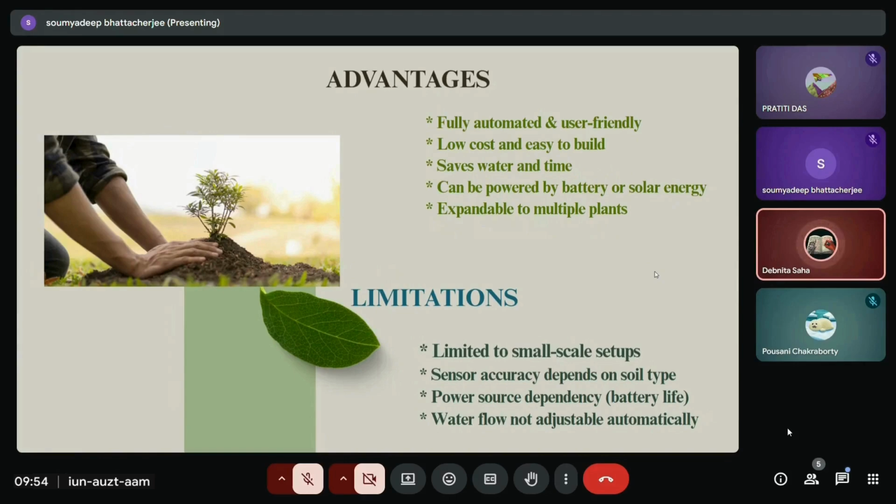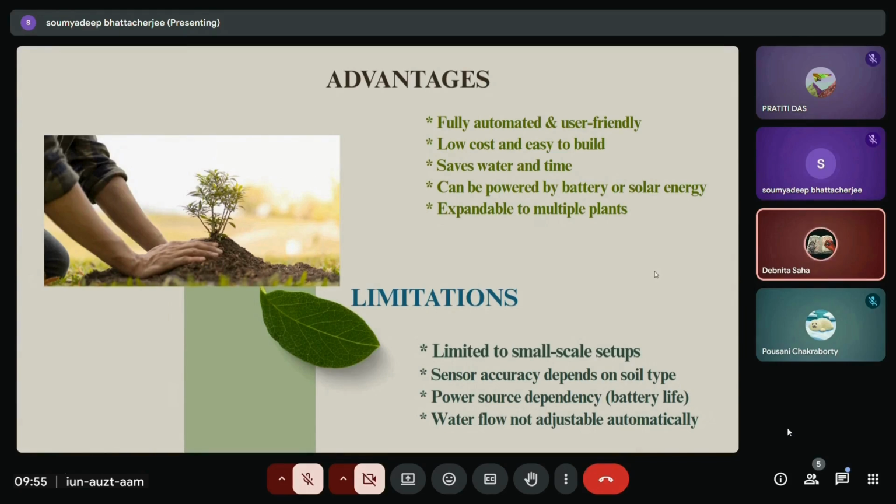Another limitation is that the current design does not have precise water flow control. The pump simply turns on and off. It doesn't measure how much water is actually delivered. If the pump flow rate is too high, it may overwater. If too low, it may not reach all the parts of the plant's root. Hence, adding a flow sensor or PWM based pump control could help regulate the water quantity more accurately. This would make the system more efficient and adaptable to different plant types.